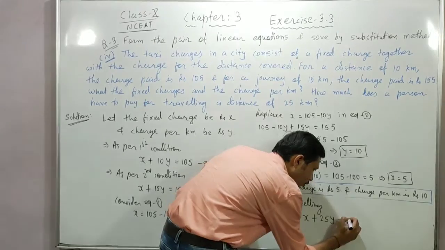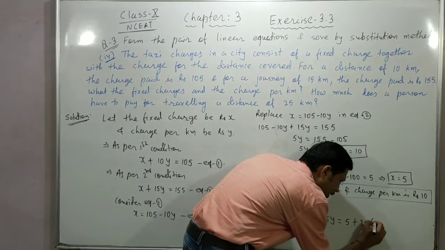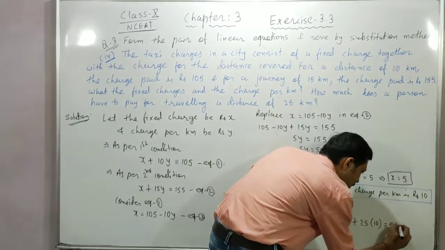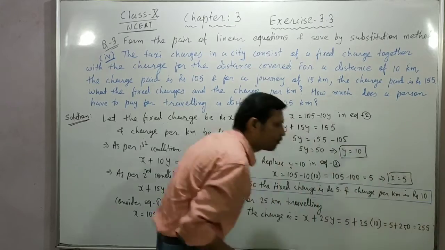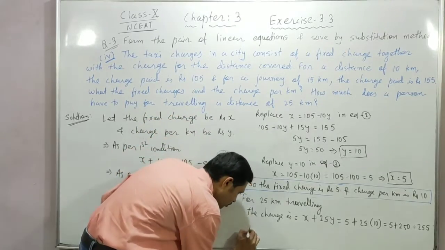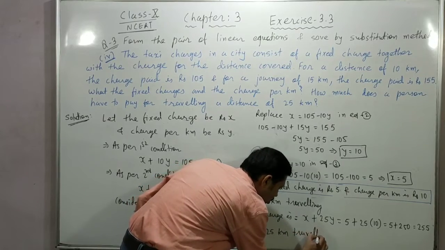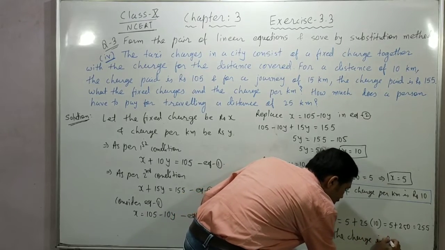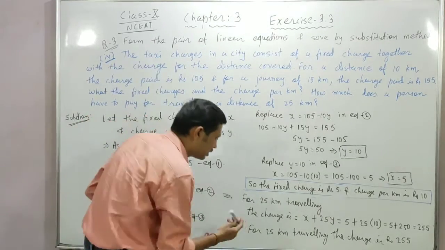So what the value of x? 5 rupees is the fixed charge, and 25 multiply with y, that is the per kilometer charge, 10 rupees, multiply by 25 kilometer. So 5 plus 25 into 10, 250. So that addition is 255. 255 rupees. So for 25 kilometer traveling, the charge is rupees what? 255 rupees. Understood, bachcho? This one is our second answer.